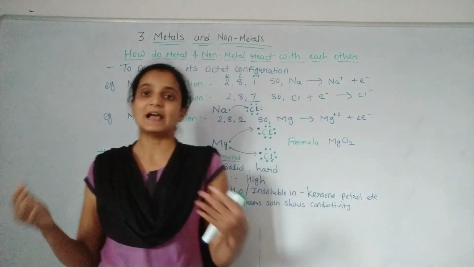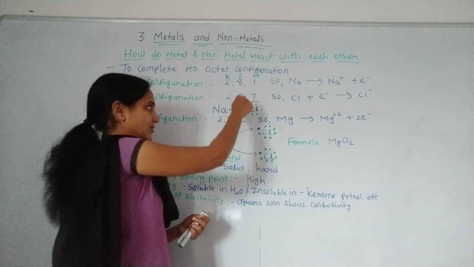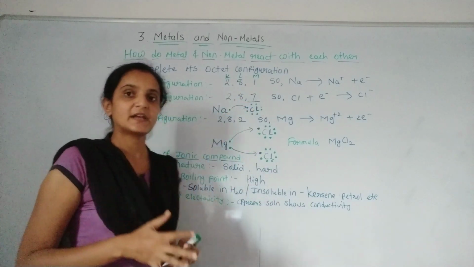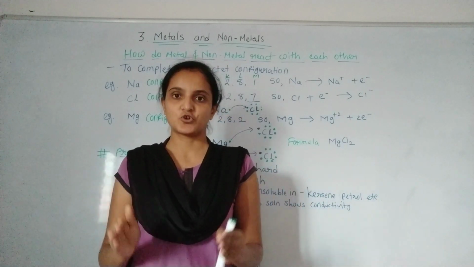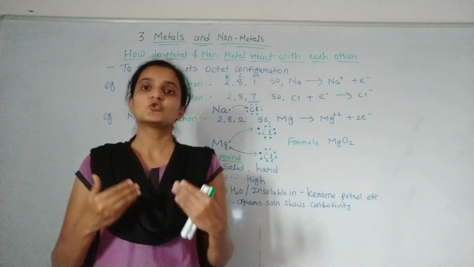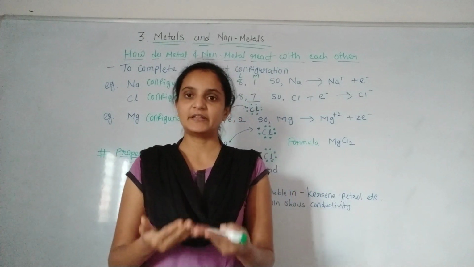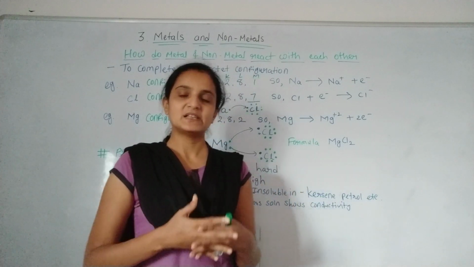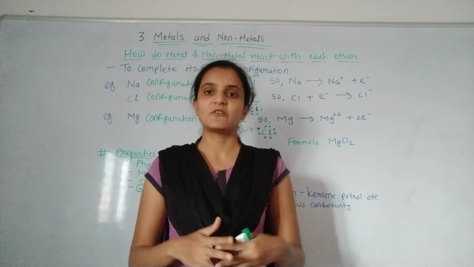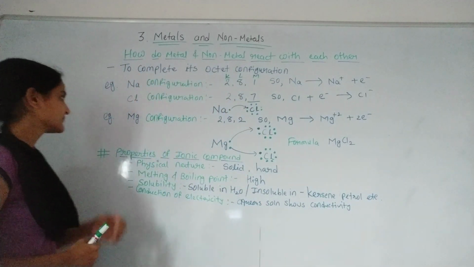So in this way, the elements, that is the metal, sodium, and the non-metal, chlorine, react with each other to complete their outermost orbital, or we can say to complete their octet configuration. Either they donate the electron or they gain the electron, and in this way they combine with each other and form new compounds.